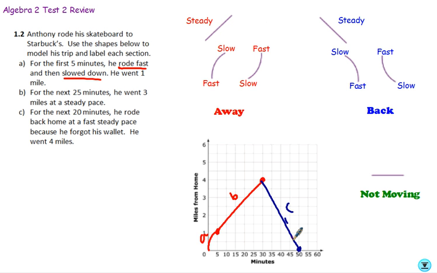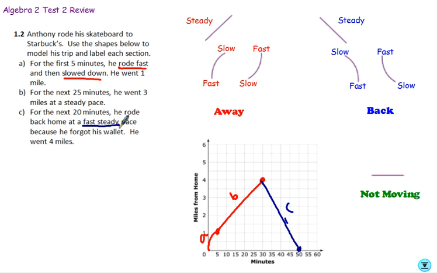The only thing to mention here, and what you may have gotten confused about, is it says a fast steady pace, and then you're like, well, what's the difference between a fast steady or a slow steady or a steady? Well, it's going to be a straight line. If it's steady, that means that it's constant. So it's going to be a straight line. It just means how steep that line is. You notice that it took him 30 minutes to get to Starbucks, and it took him only 20 minutes to get back home. So he went a lot faster on his way home.